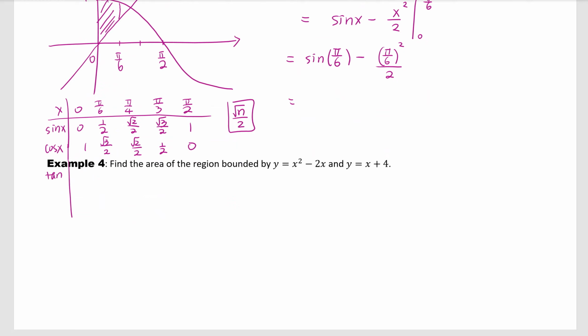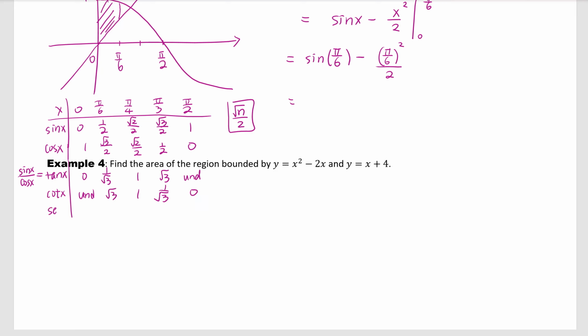Tangent. Remember, tangent is sine over cosine. So 0 over 1 is 0. 1/2 over root 3 over 2 is 1 over root 3. Same thing over same thing is 1. Then root 3, and the halves cancel, right? 1 over 0 is undefined, so we actually have a vertical asymptote at pi over 2. Cotangent is the same thing in reverse order, so we have undefined, square root of 3, 1 over square root of 3, and 0.